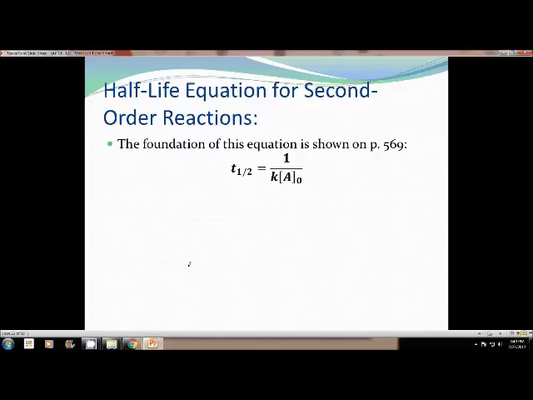And then we also have a half-life equation for this as well, where notice it's 1 over the rate constant times the initial concentration. And how they derive this is found in your textbook, if you would like to know.